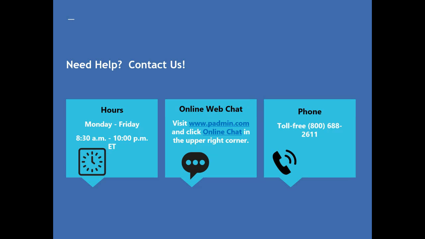P&A's customer service is open Monday through Friday, 5:30 a.m. to 7 p.m. Pacific time. During those same hours, we also offer live chat. So if you're working at a computer and you prefer to instant message with customer service, you can do that. And our toll-free phone number there is 1-800-688-2611. We have customer service reps available during those hours to answer any of your questions. Next slide.